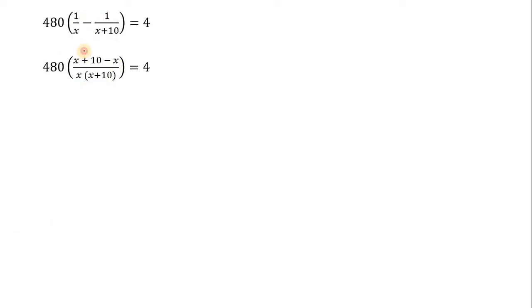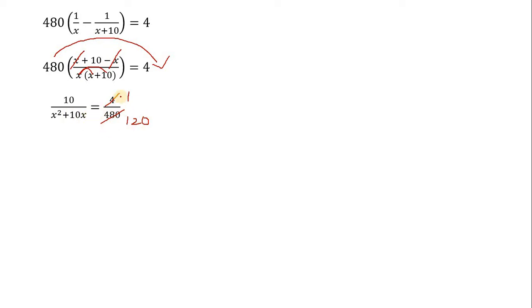Now let us simplify this. The plus x and minus x will get cancelled, and in the denominator let us multiply this. x into x is x square, and x into 10 is 10x. And this 480 I have transferred to this side. If you transfer this multiplication by 480 to this side, it goes to the denominator. Now here we can cancel this, children. 4 1s are 4, and 4 2s are 8, and 0 stays as it is. And do the cross multiplication.